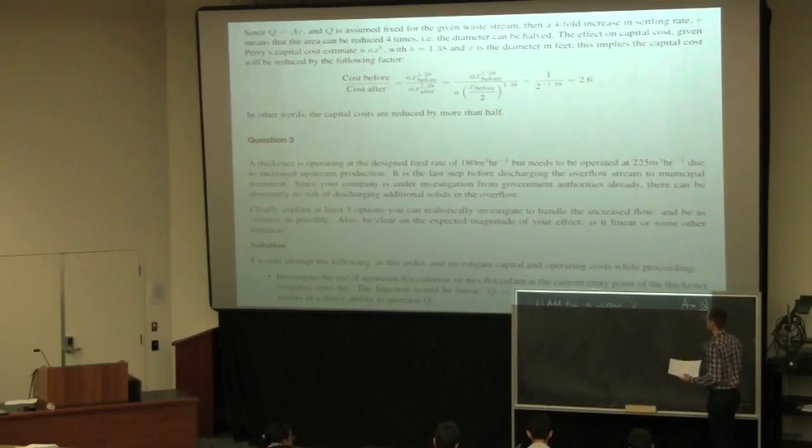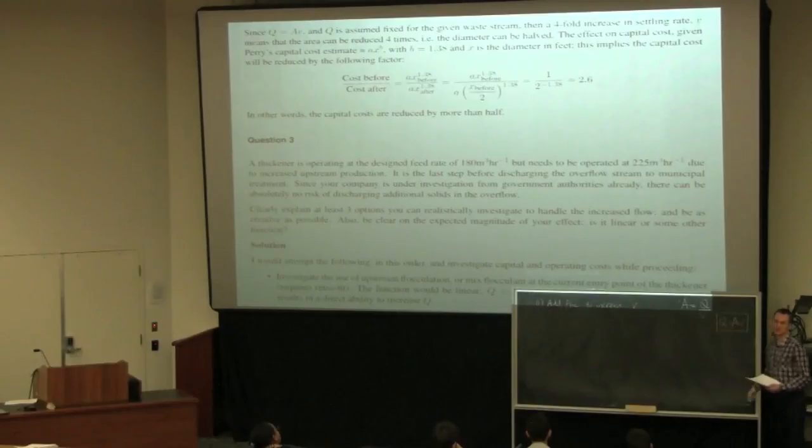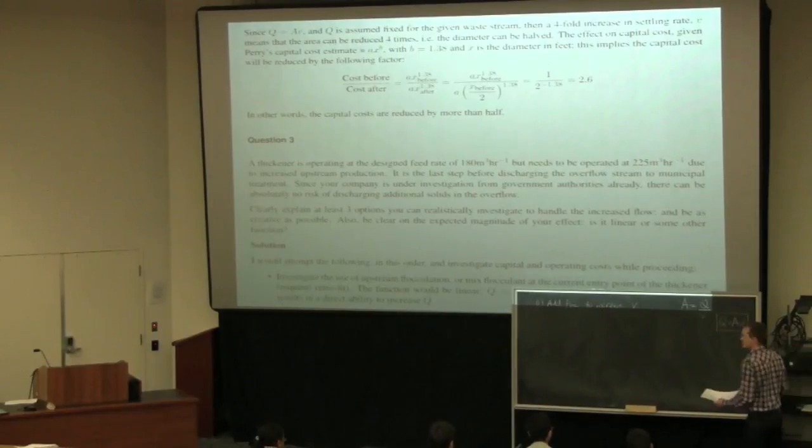Achieves a certain A. Now that unit's built, A is fixed, we cannot change it anymore. And the other way to see this is maybe just rewrite it as Q is A times v. So if A is fixed, if we increase the velocity, we increase the volumetric flow rate that we can treat through the system. So it's a linear relationship. By doubling the velocity, you can double the flow rate you can treat through the system. So in this case, the owner of this thickener needs to go from 180 meters cubed to 225.